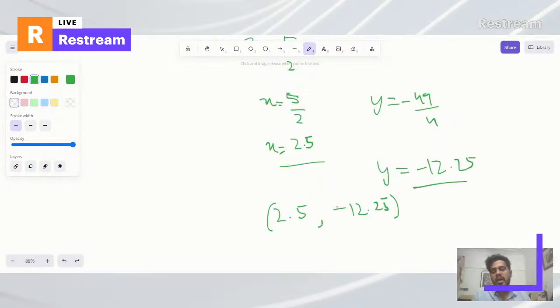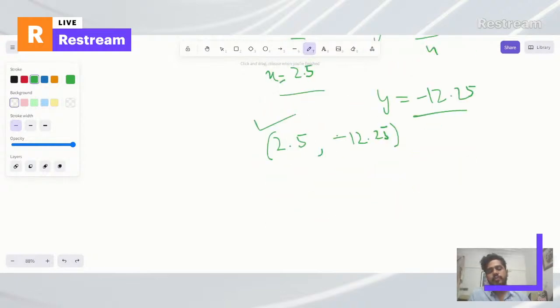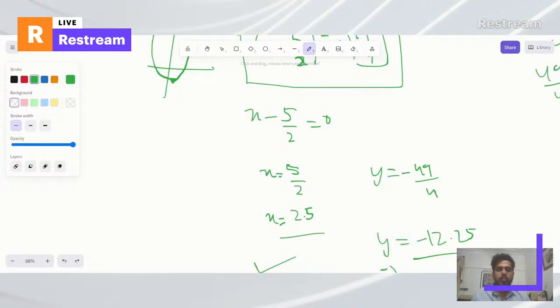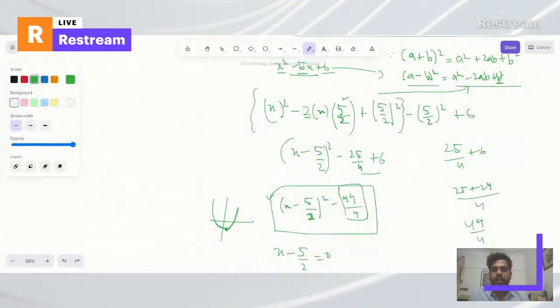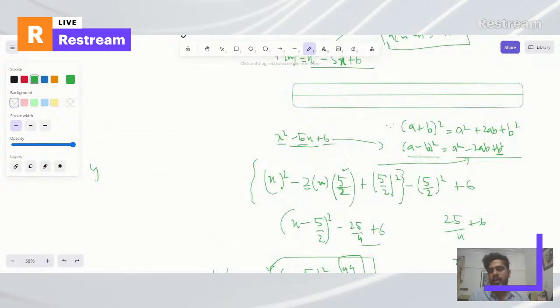Because I have these two points, now from my equation I can find out the y-intercept. Now what's the y-intercept? Y-intercept is a point.